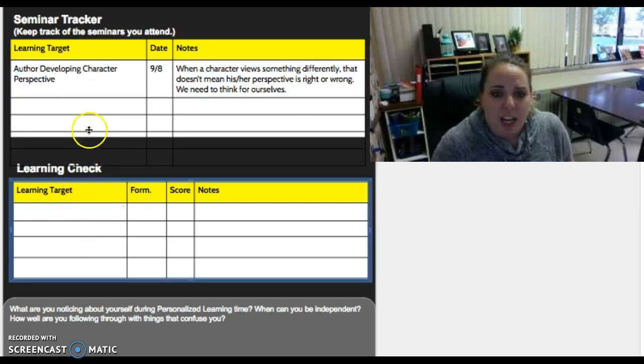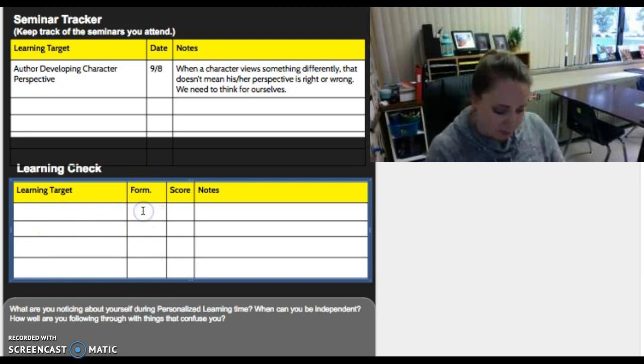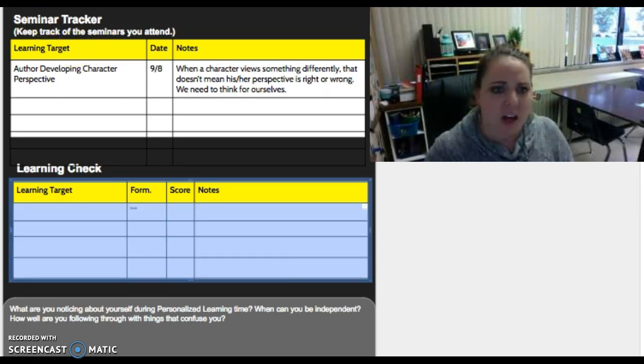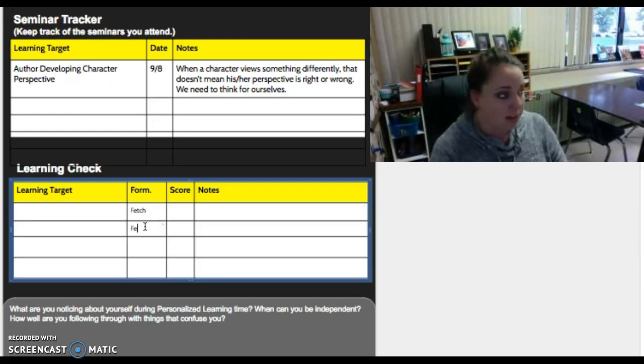Down here, the learning check. The learning check is a spot where you should be putting in results from any formatives that we do. Well, we did the one formative with Fetch, right? The formative with Fetch was a pretty important one, and there were 4 different learning targets that we worked on with that, right? So you can go in and type in the learning targets.